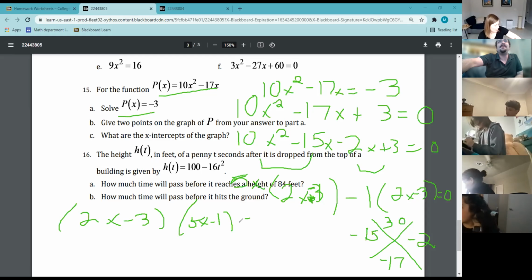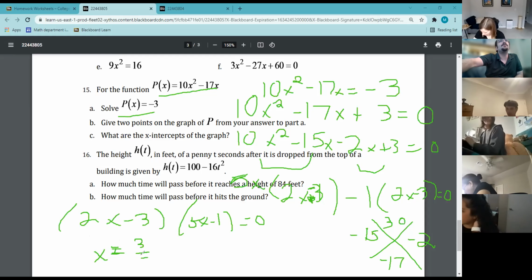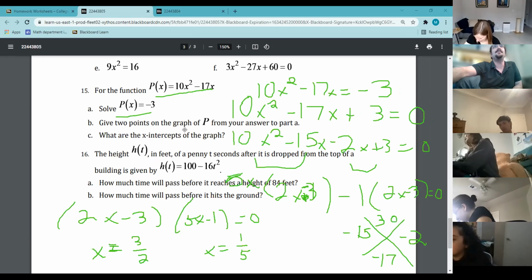I know I'm going a little fast over this, but this is stuff that we did already. So this gives me x equals 3/2 and 1 over 5, positive 3/2 and positive 1 over 5, if we set these equal to 0 and solve them. So we get our solutions for x. We've done that already on previous problems.